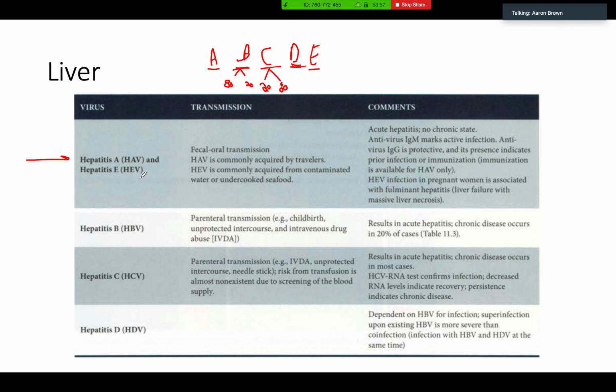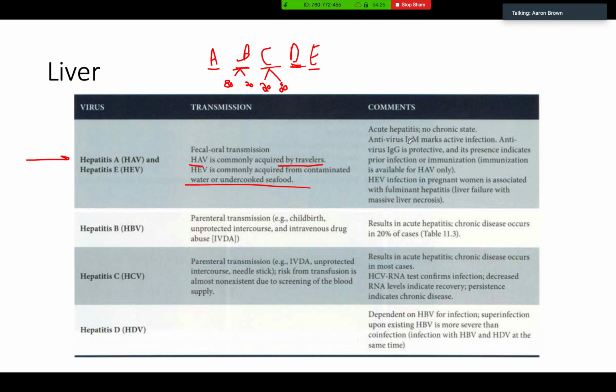For hepatitis A and E, we said fecal oral transmission, great. HAV is commonly acquired by travelers. For E, we think about contaminated water, undercooked seafood. If you have a patient that comes, say, from India and is presenting with malaise, nausea, vomiting, low fever, and then pain in the right upper quadrant, you're going to think about hepatitis. They just traveled. You're going to think about hepatitis A.